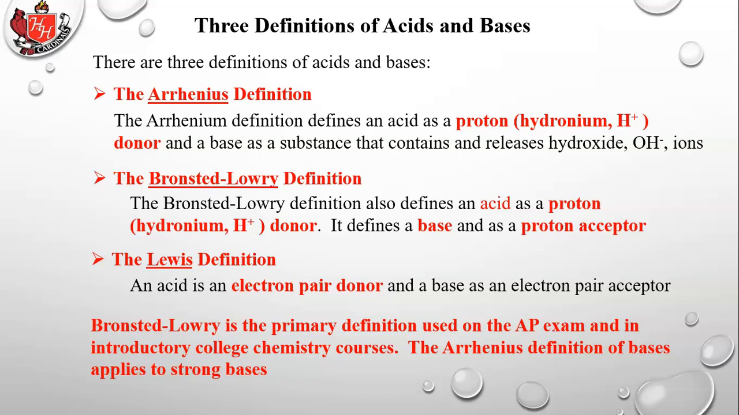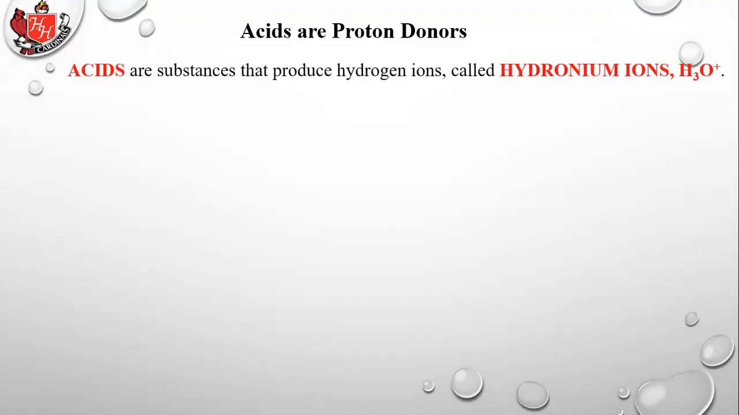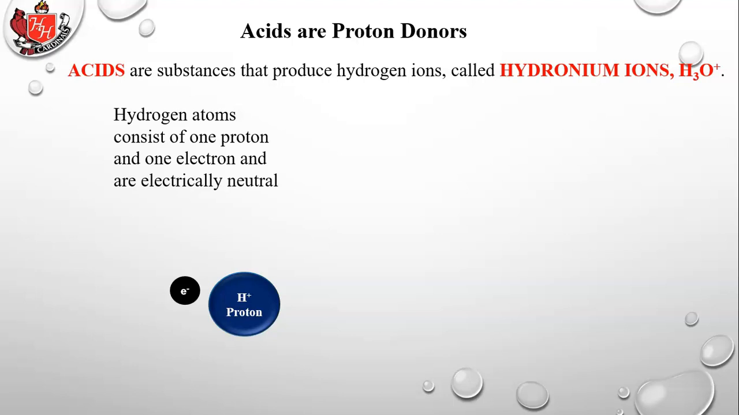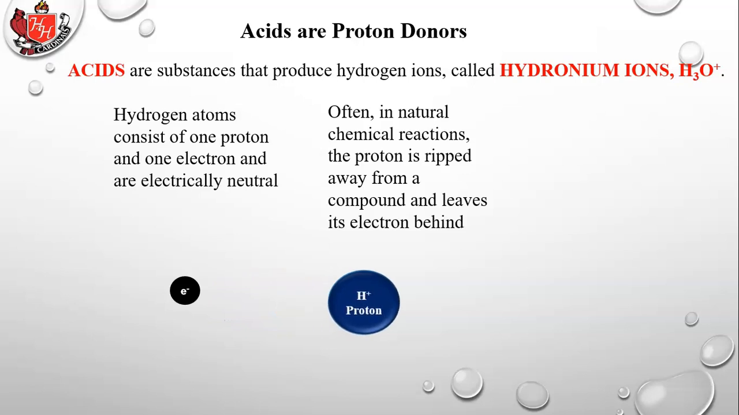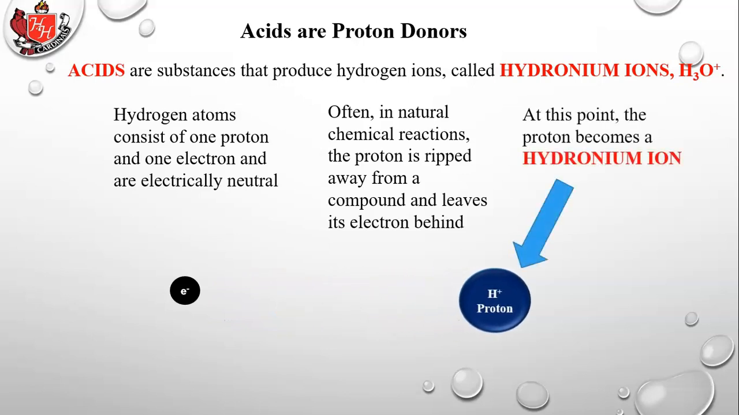That is, they create OH minus. They have an OH minus attached to them, and they give that up in solution to produce hydroxide ions, OH minus. Acids are substances that produce hydrogen ions called hydronium ions, H3O plus. So hydrogen atoms consist of one proton and one electron and are electrically neutral. Often in natural chemical reactions, the proton is ripped away from a compound and leaves its electron behind. So it would look like that. So at this point, the proton becomes a hydronium ion.